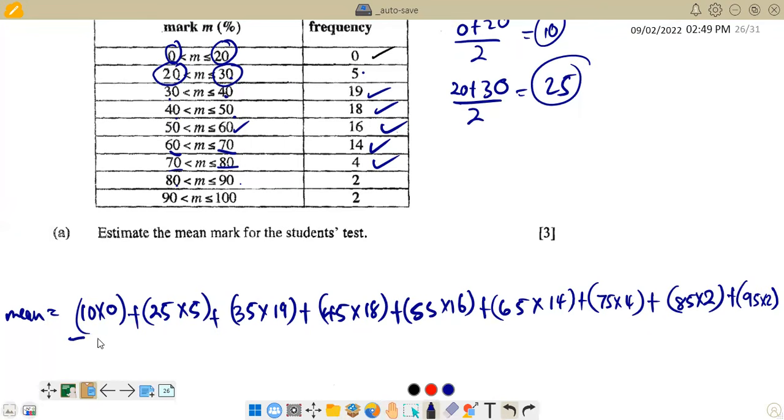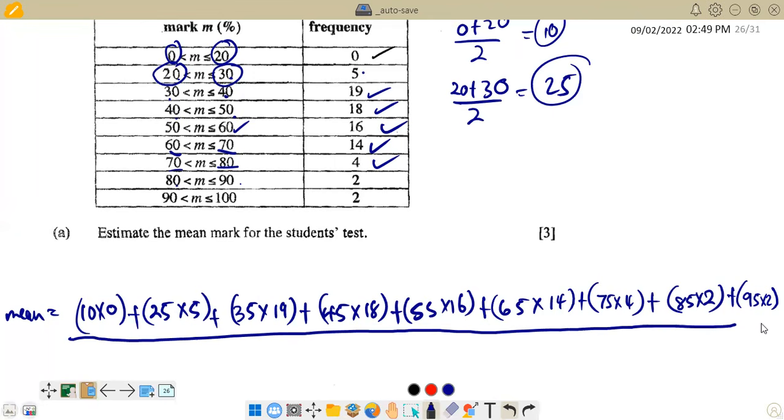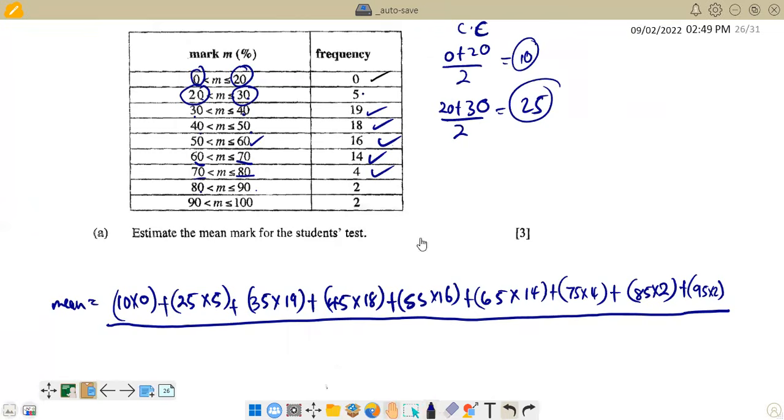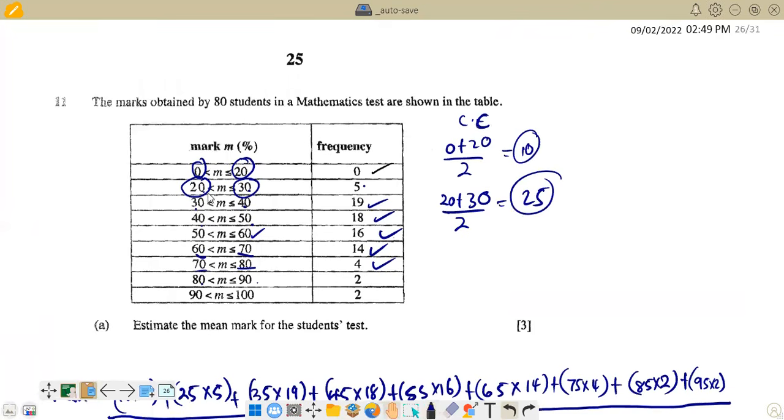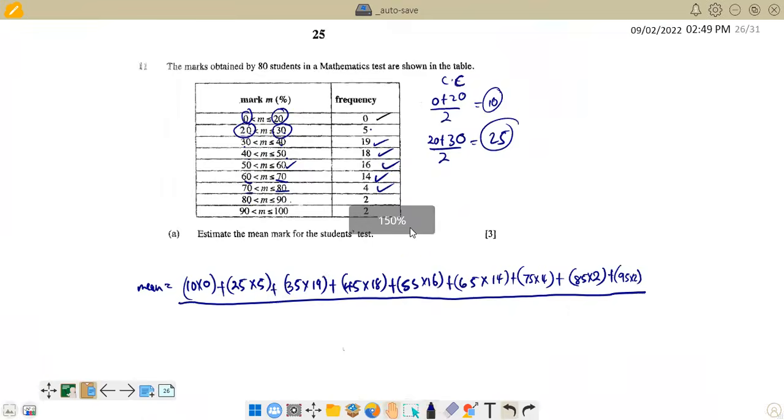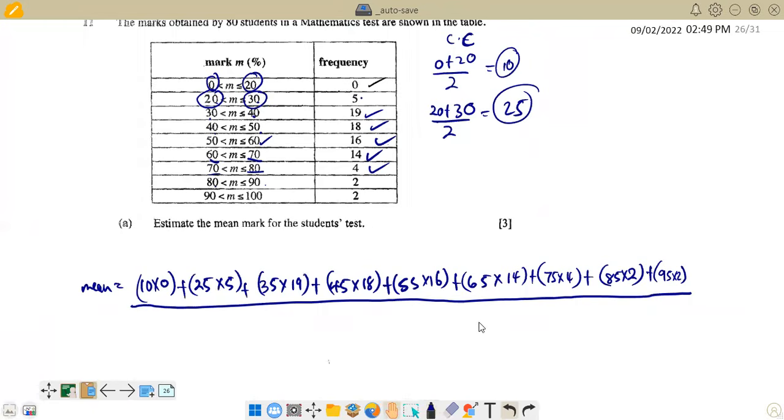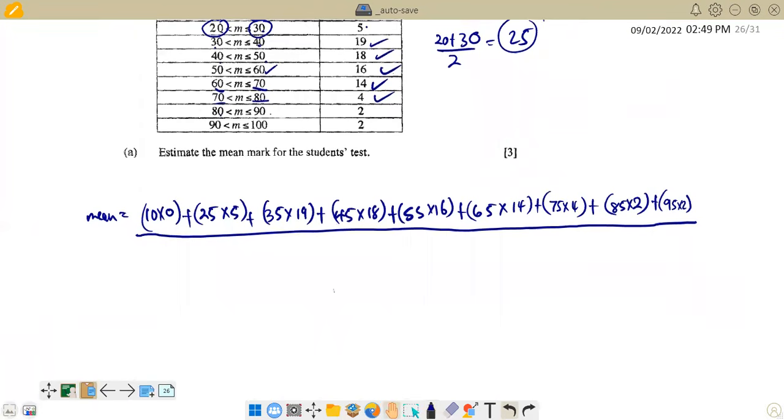All of this part goes over the total frequency. After we have added everything, you divide by the total frequency, which is the number of students. We are given that there are 80 students in this case, so you divide by 80. So over 80, that is your mean.